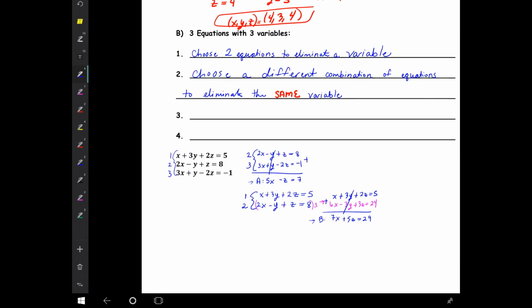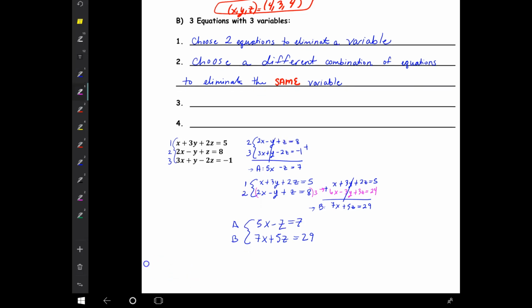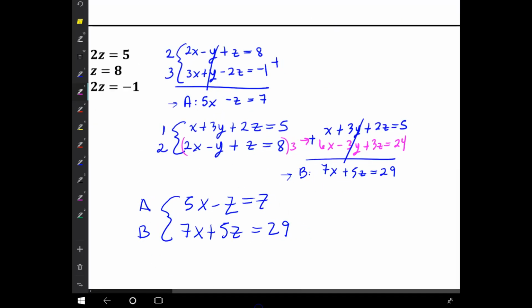Okay, so now that we have equations A and B, we can solve using that system. So I'm going to go ahead and reset this up with A and B. A was 5x minus z is equal to 7. And B was 7x plus 5z is equal to 29. And which variable do you guys want to choose to eliminate, z or x? Z, so what would we have to multiply the top equation by? 5, good.